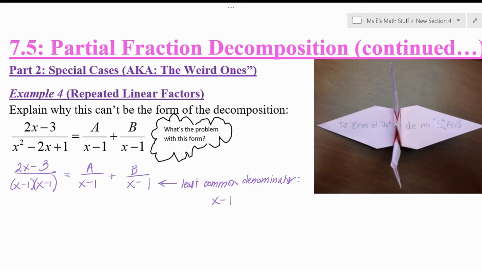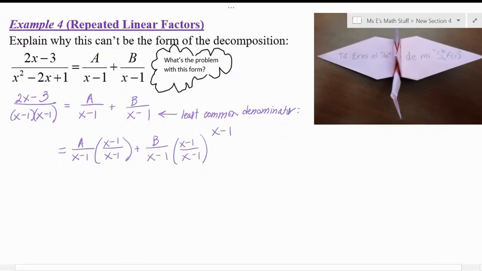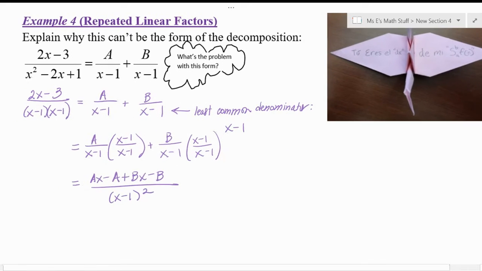Well, let's go through the motions of trying to do our partial fraction decomposition. We would take a over x minus 1 and multiply it by x minus 1 over itself. And we take b over x minus 1 and multiply it by x minus 1 over itself. And then what would we have? We'd have ax minus a plus bx minus b all over x minus 1 quantity squared. And at that point, I have won the denominator battle, or it looks like I have.